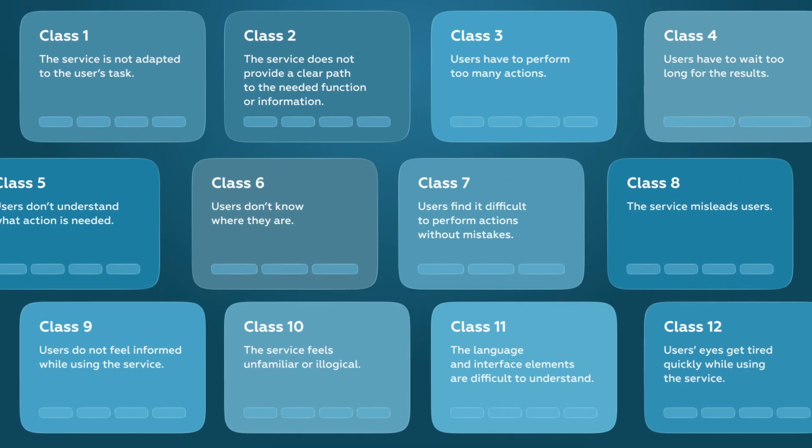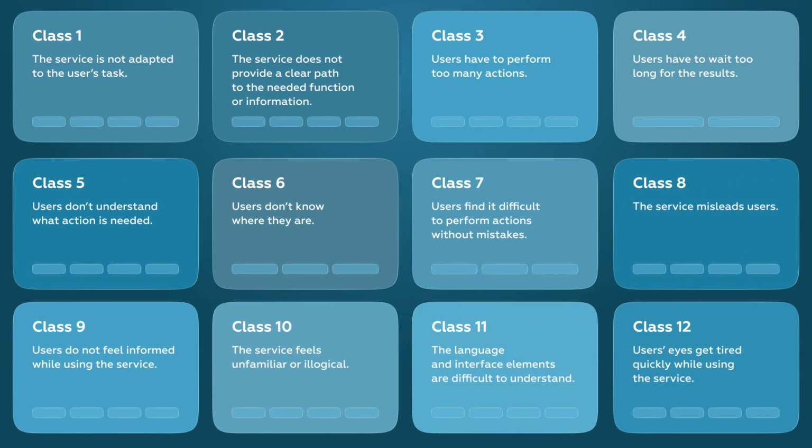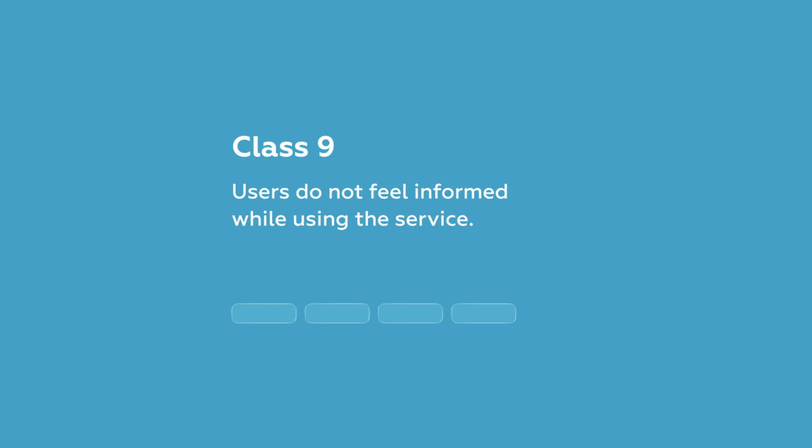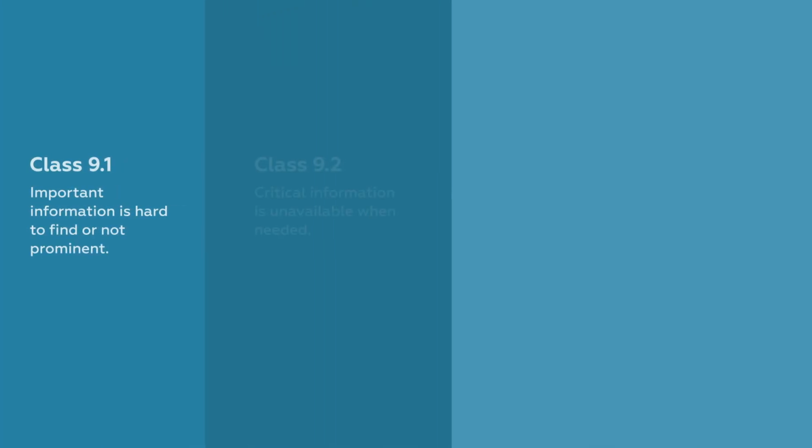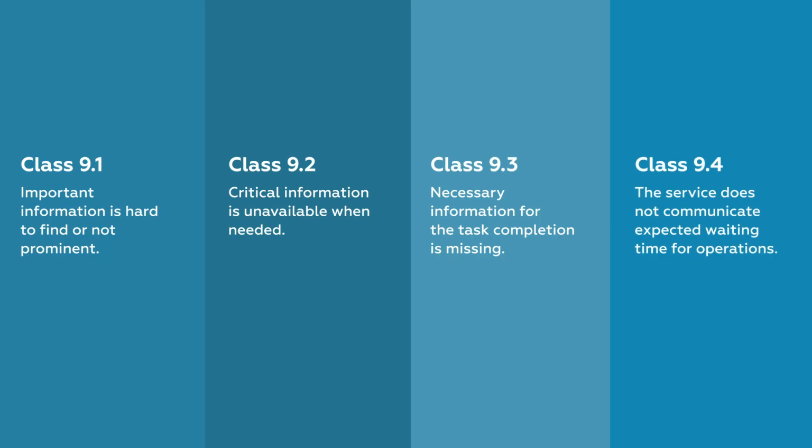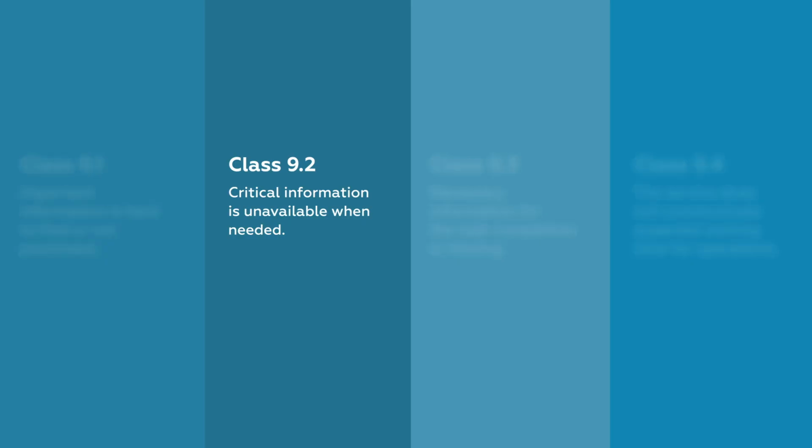And today I'll talk about general problems when users don't feel informed while using the service, and about the subclass 9.2, critical information is unavailable when needed. This subclass refers to situations where users are already in the process of completing a task, but some essential piece of information is missing at the moment it's needed most.